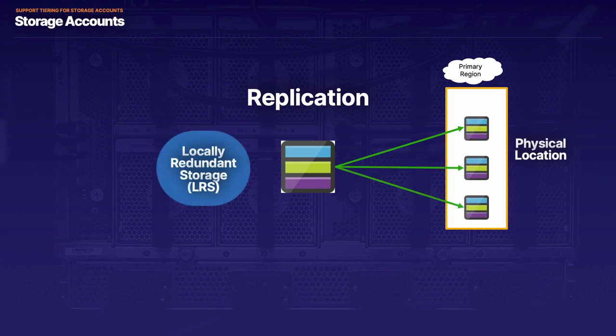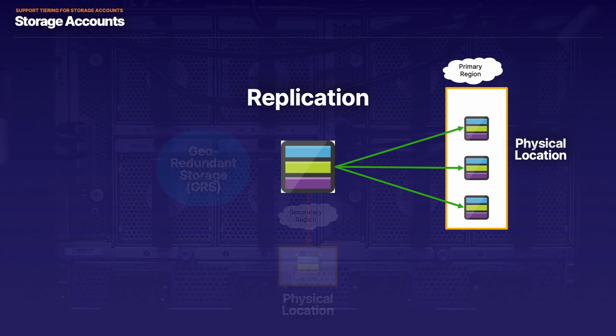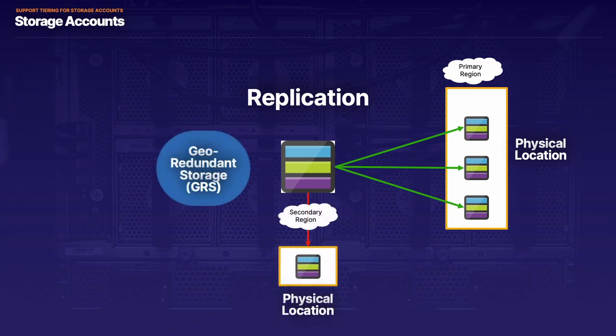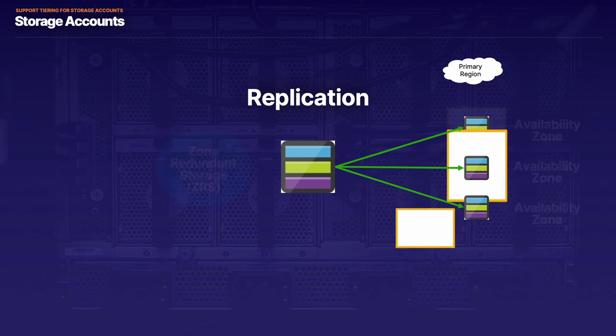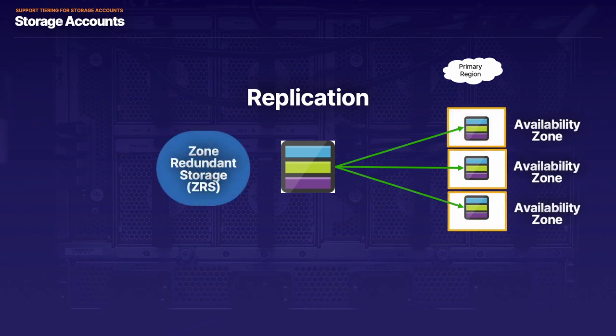This is going to create 3 separate copies of the data on the same physical location that the storage account currently resides. For geo-redundant storage, it's going to do the same thing as locally redundant storage, where it's going to create 3 separate copies at the physical location, as well as making a 4th copy on a different physical location on the secondary region.